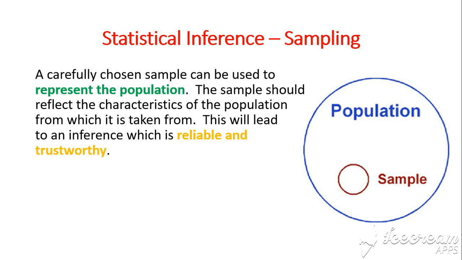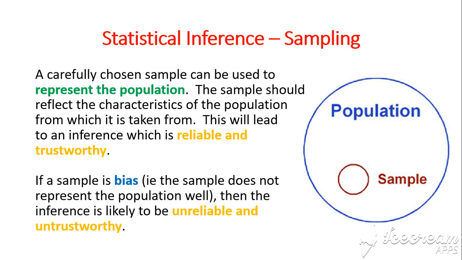All right, now a carefully chosen sample can be used to represent the population. The sample should reflect the characteristics of the population from which it is taken. This will lead to an inference which is reliable and trustworthy. If, however, the sample is biased, which means the sample does not represent the population well, then the inference is likely to be unreliable and untrustworthy.